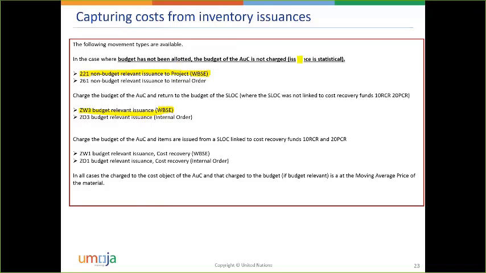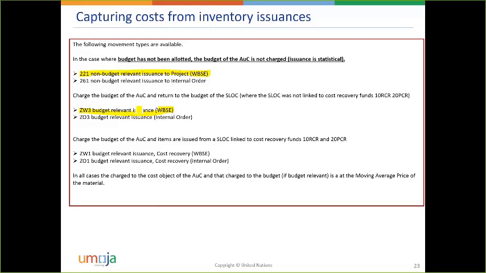So when you are told as inventory managers to perform goods issues to an AUC, they must tell you, is the budget there or not for the material? If no, tell me the WBSE code, and then you will use movement type 221, or you will use ZW3. I know I'm repeating it 24 times, but it's very easy and it's very important. So I need to repeat it.